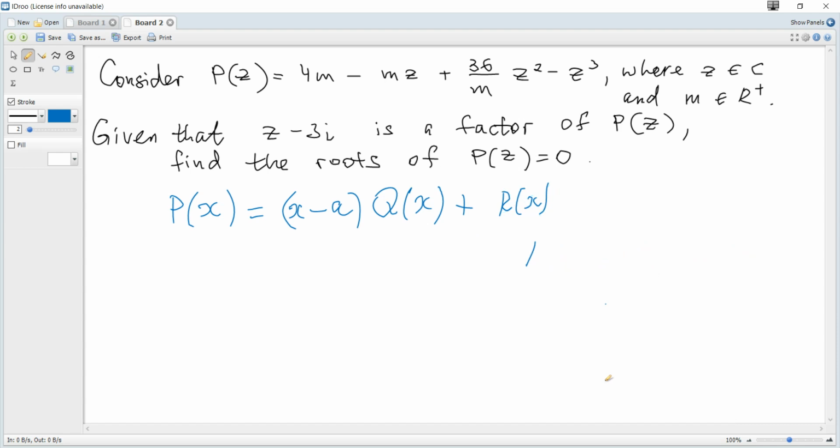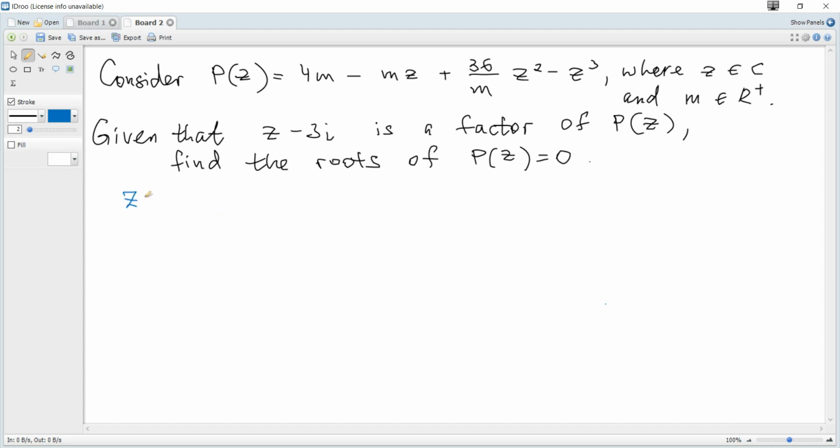So if z minus 3i is a factor, it means that 3i is a root, and it's actually the first root. But we know that if a complex number is a root, its complex conjugate is also a root. For the complex conjugate, you just substitute negative i for i everywhere in the expression. So negative 3i is also a root. We need to find the third root, because it's a polynomial of degree 3 with 3 roots in total, and it will be a real root, because complex roots arise in pairs.